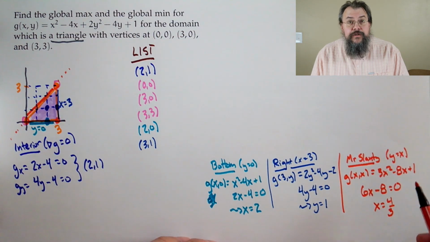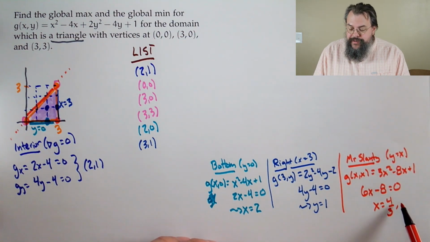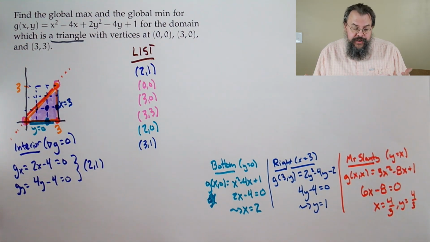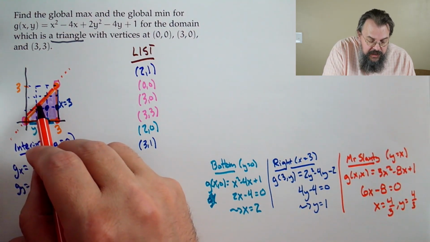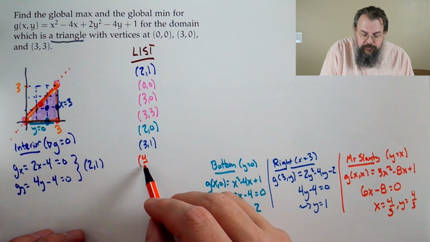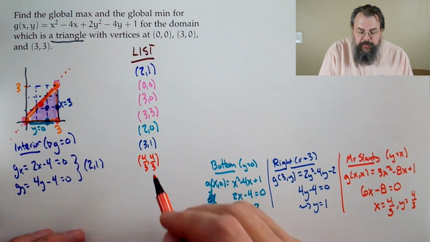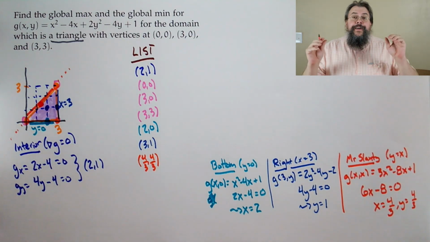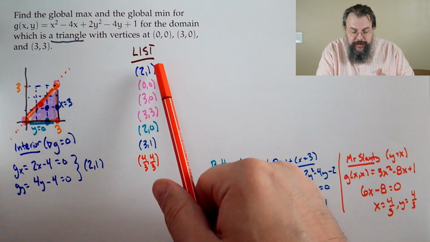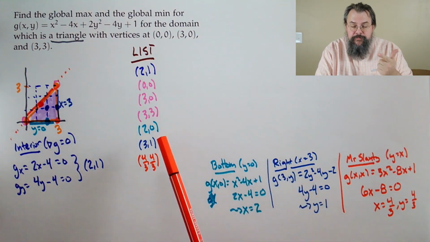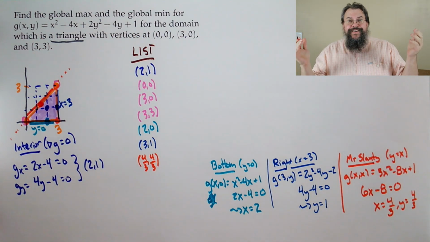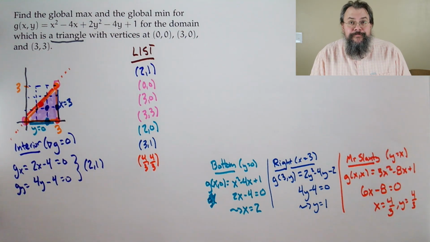Now, once you know x, you know y. And so this corresponds to the point (4/3, 4/3), which would be here. That makes our list because it's part of our domain. And now we're done with the list. We checked the interior. Yep. Got the corners. Yep. Checked each side. Our list is done. What's next?